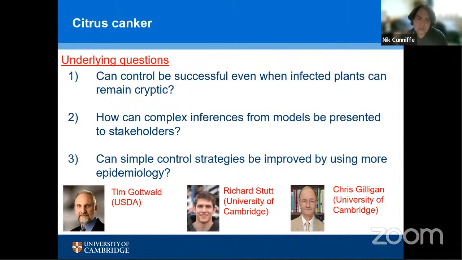And then the third question, which drives a large part of my research programme, is about how you can improve control of disease by including more epidemiology. So once you have a model in place that tells you about the epidemiology of a pathogen, the promise of having a model is that by understanding the epidemiology better, you can design more elaborate control strategies which are likely to work better.